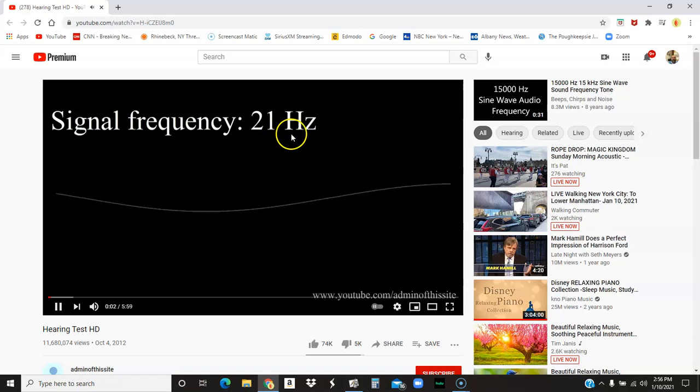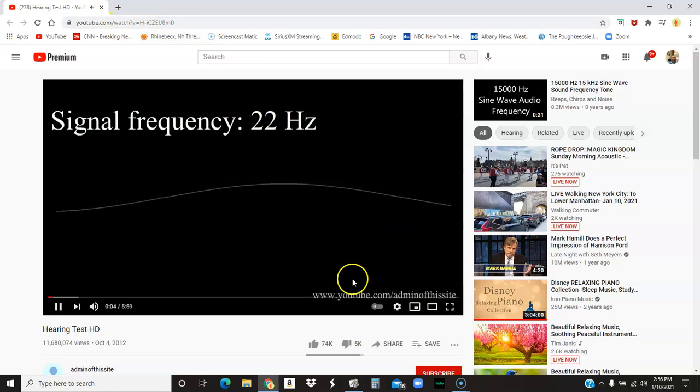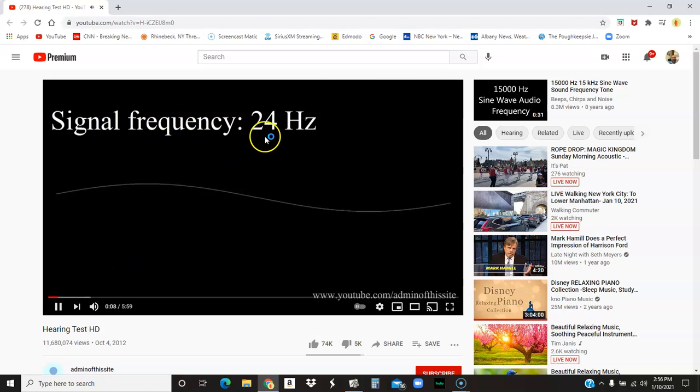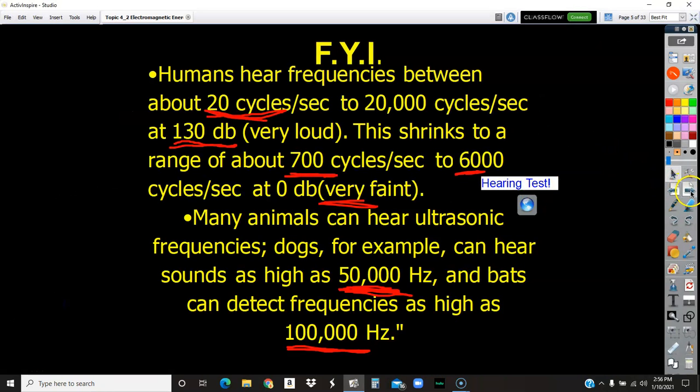It starts with a very low frequency, and then it'll go all the way up to a really high pitch. I think it goes to 15 or 16,000 hertz. So it'll go from 20 hertz to 15 or 16,000. I won't do that on my video, but I'll put a link if you want to give yourself a hearing test and make sure your hearing is good.